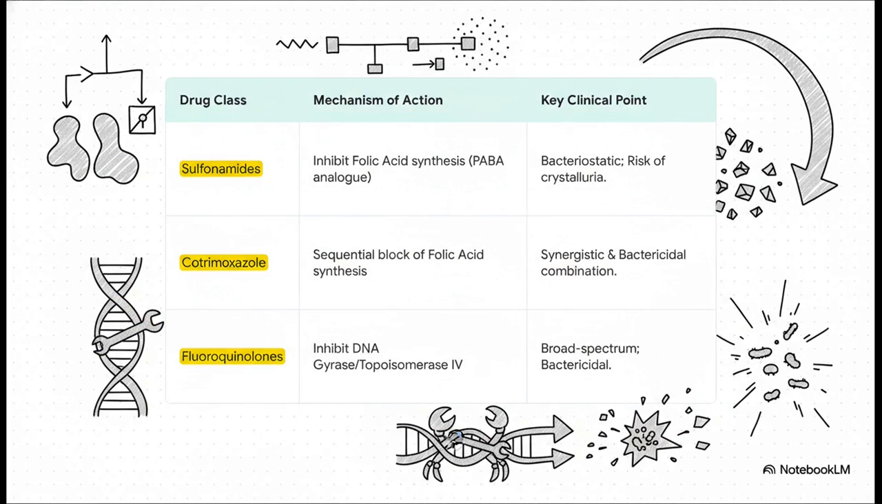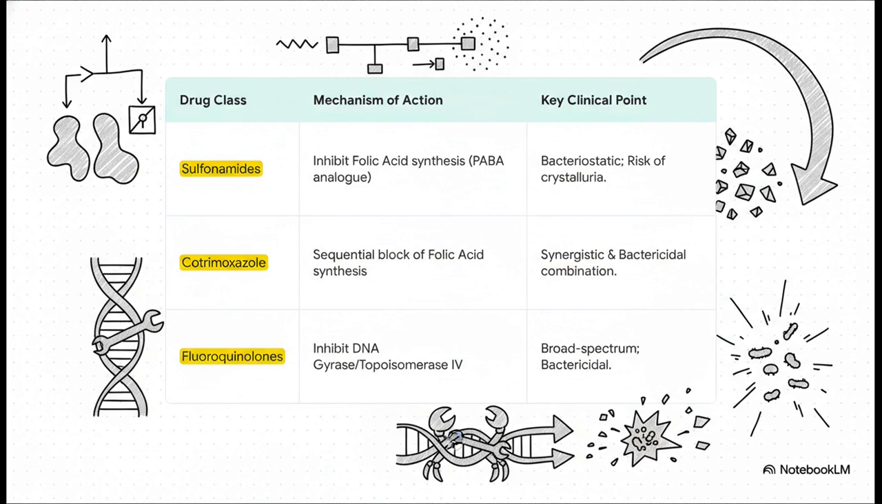First, sulfonamides. Mechanism, they block folic acid synthesis because they look like PABA. Key point, they are bacteriostatic. Next, cotrimoxazole. Mechanism, a sequential block of that same pathway. Key takeaway, it's a synergistic combination that becomes bactericidal. And finally, fluoroquinolones. Mechanism, they inhibit DNA gyrase. And the key point, they are broad spectrum and bactericidal.